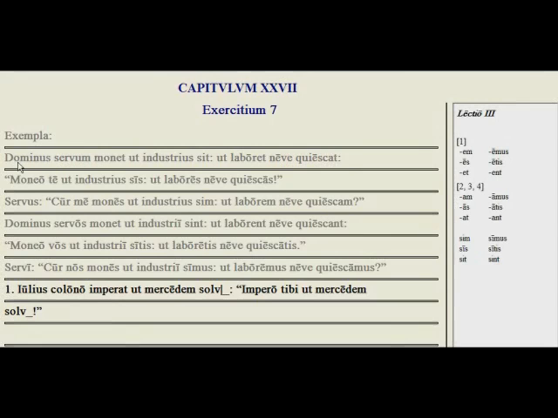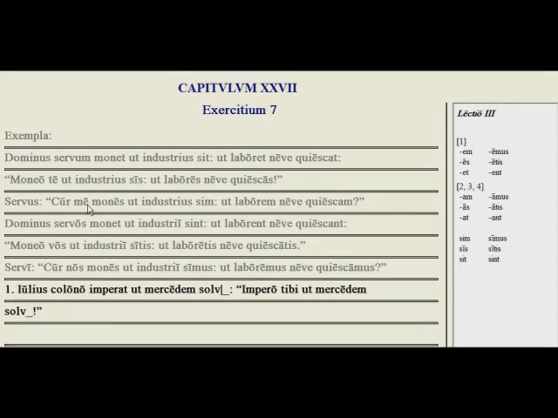The examples we have: the master warns his slave to be hardworking, industrious, that he work and that he not rest. I warn you that you be industrious, that you work, and that you not rest. So here we see the subjunctive forms of laborat and quiescit as laboret and quiescat, and the same thing here, subjunctive forms.